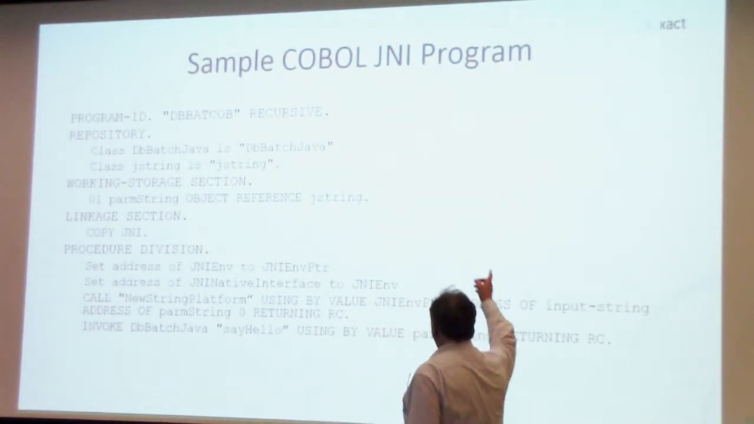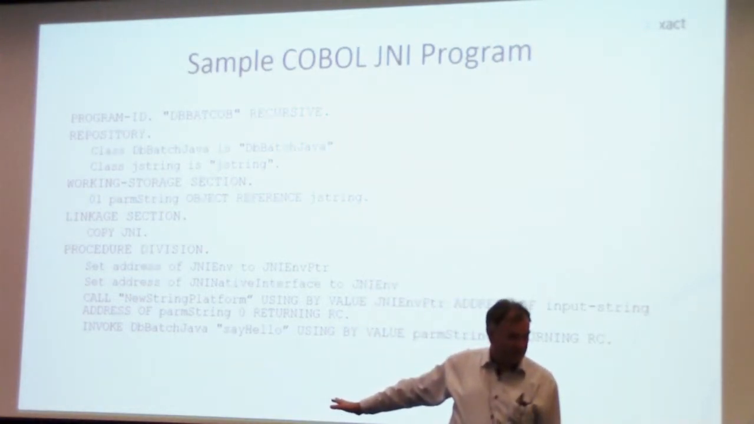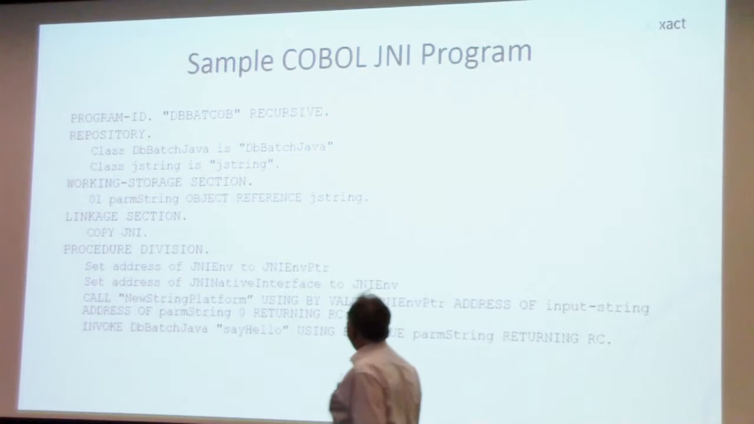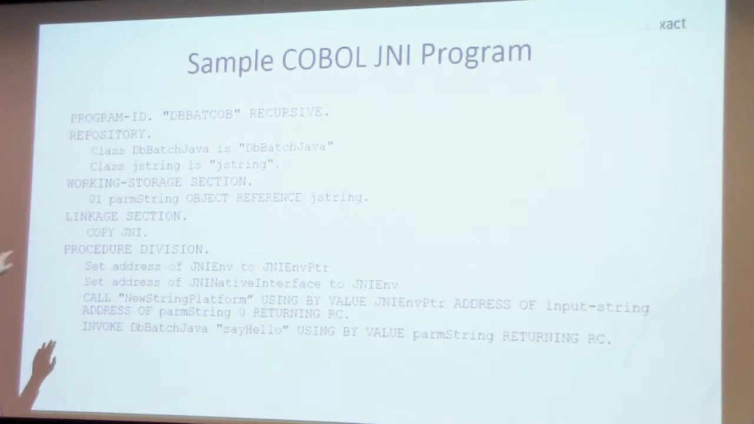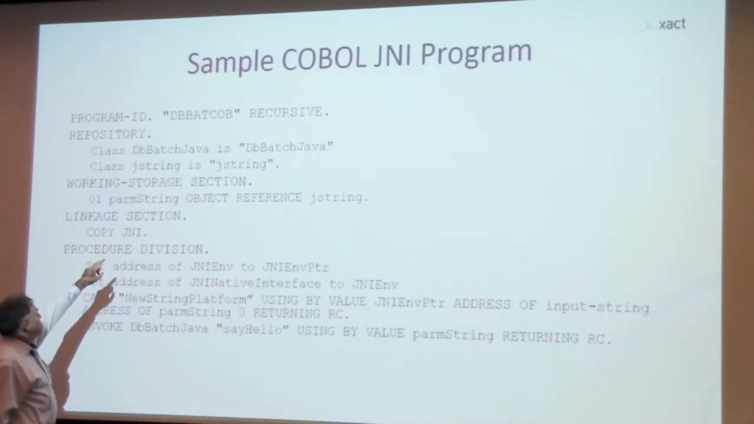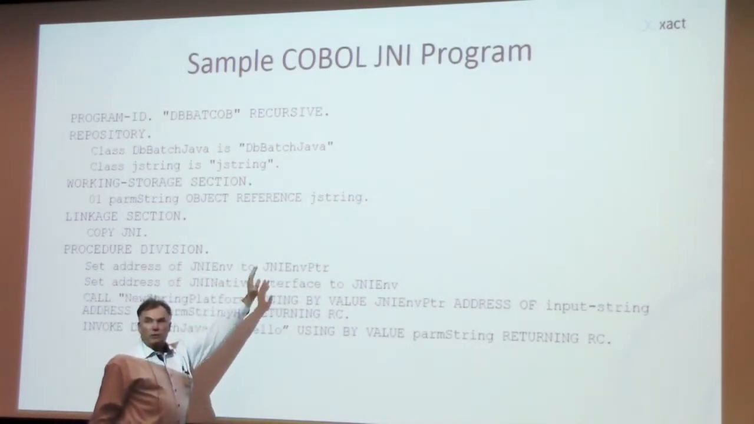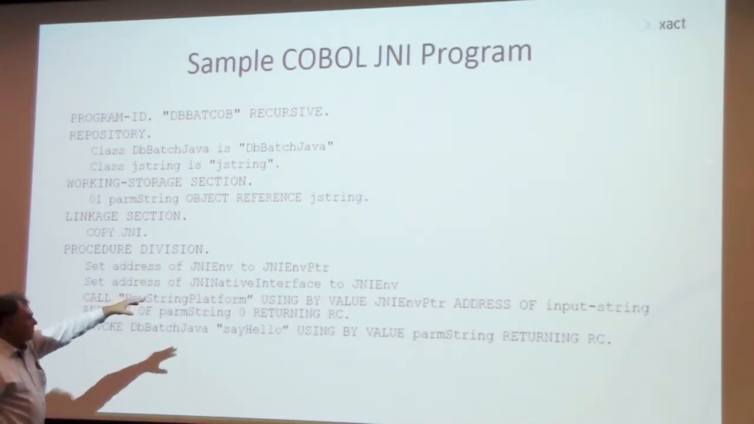So this is what a COBOL JNI program looks like. This is valid COBOL, right? Just like you would write it, have been writing it for 30 years, right? So the program ID is recursive. We have a repository where we define classes, which are Java classes. We have an object reference, that's a pointer. We copy in JNI, which is the list of functionality, the copybooks. So we set address of JNI environment to the pointer. So here we get addressability to the Java. We set address of JNI native interface to another pointer.